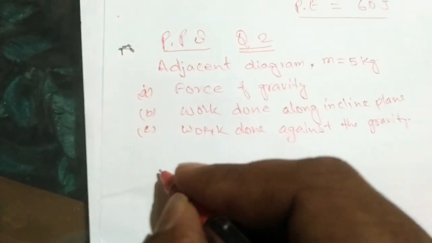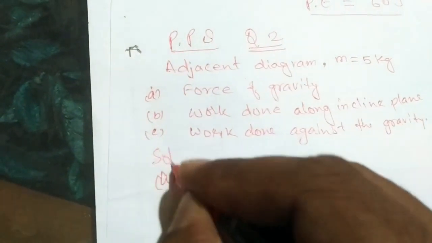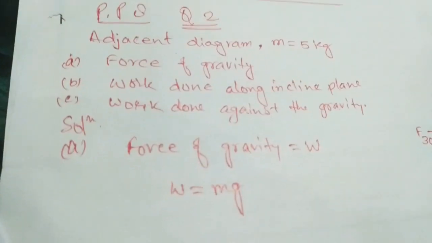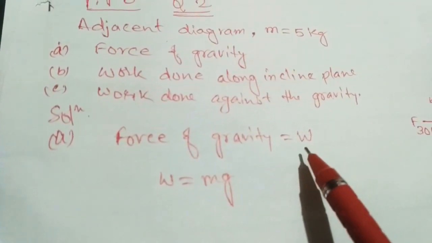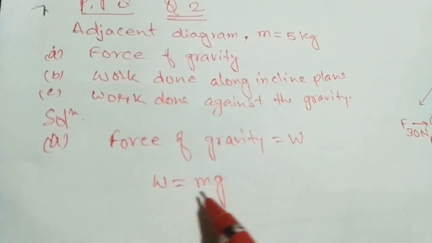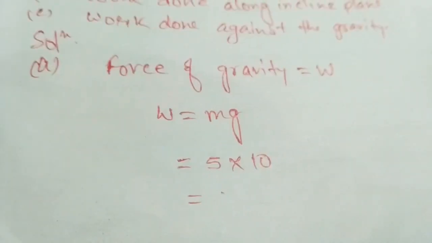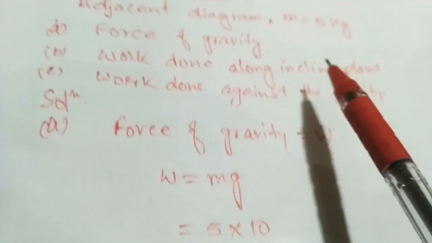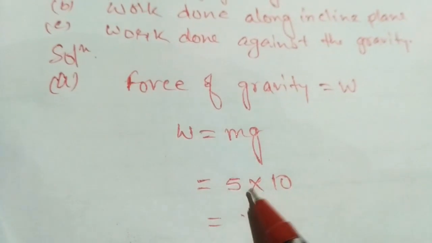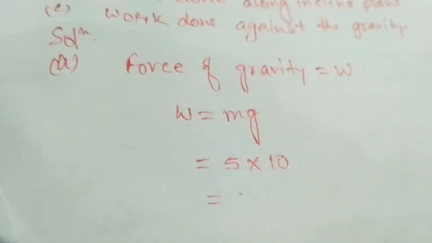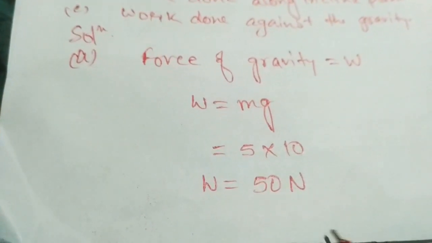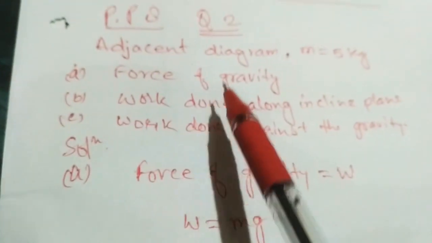So the solution for A: the force of gravity is equal to W, means weight, and weight is equal to mg. Let's fill the values given in the question. Mass of that object is 5 kg, the value of g is given, so 5 into 10, 50. So weight becomes 50 newton. So the first part is done.